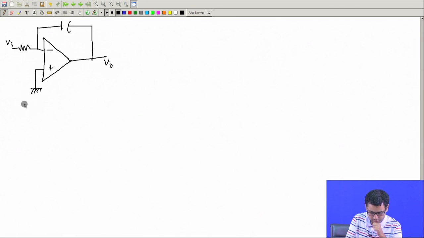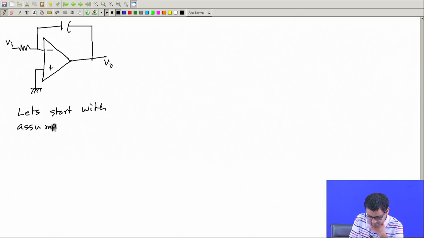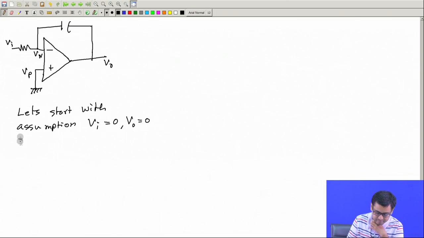We will start the analysis with the assumption that Vi equal to 0, Vo equal to 0, and this is Vn, Vp. Vn equal to 0, Vp is of course 0, this is not an assumption, this is connected to ground. Okay. This is Vi.